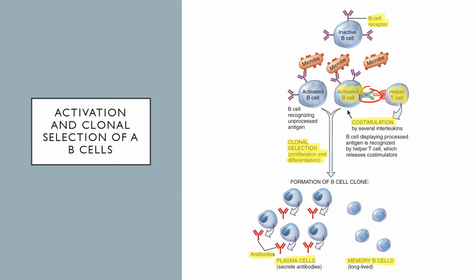Now, memory B cells do not secrete antibodies, but instead, just like memory T cells, these memory B cells can quickly proliferate and differentiate into more plasma cells and more memory B cells should that same antigen reappear at a future time.